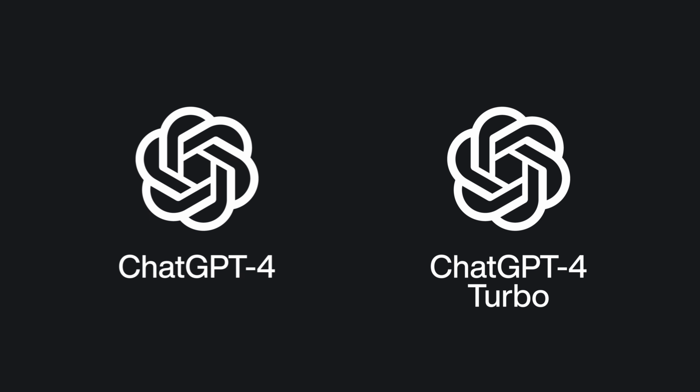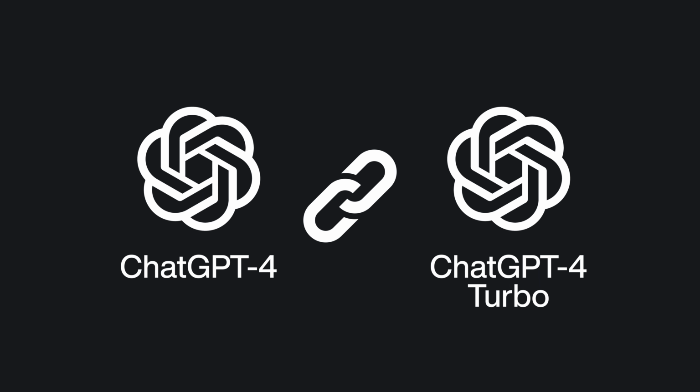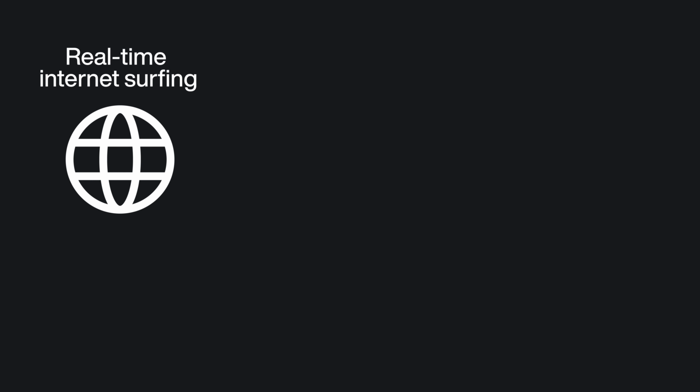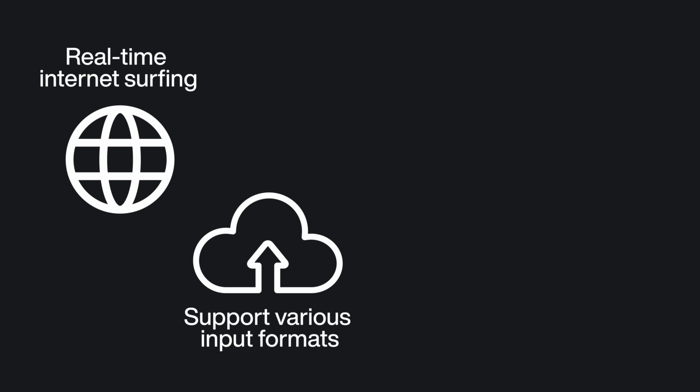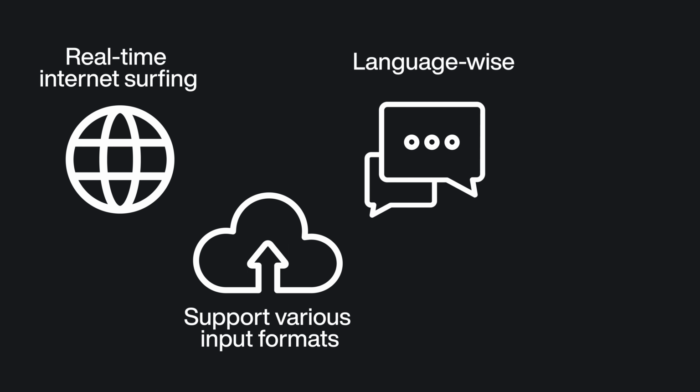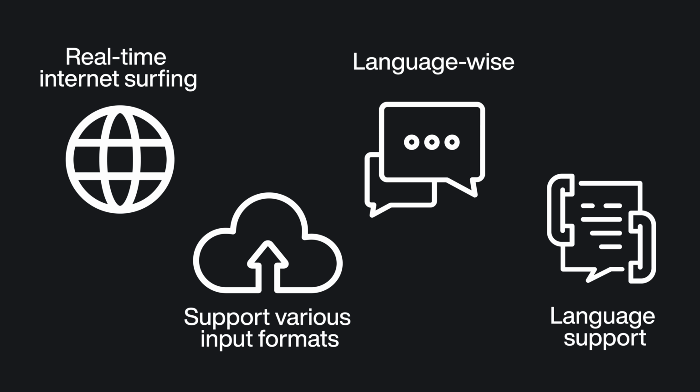ChatGPT 4 Turbo and ChatGPT 4 share some common strengths. They both offer real-time internet surfing and support various input formats, including text, images, video, and audio. Language-wise, they're on the same page, fluently speaking 25 languages. When it comes to language support, it's a tie. But now, here's where ChatGPT 4 Turbo takes the lead.